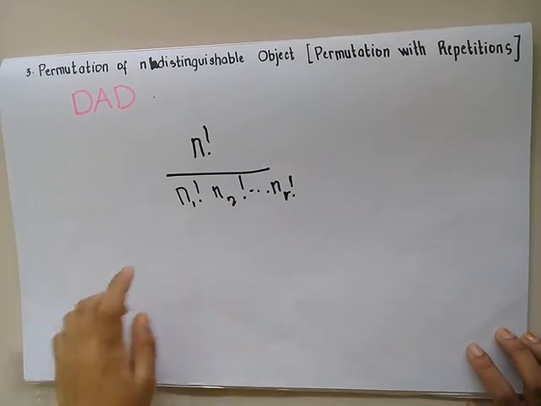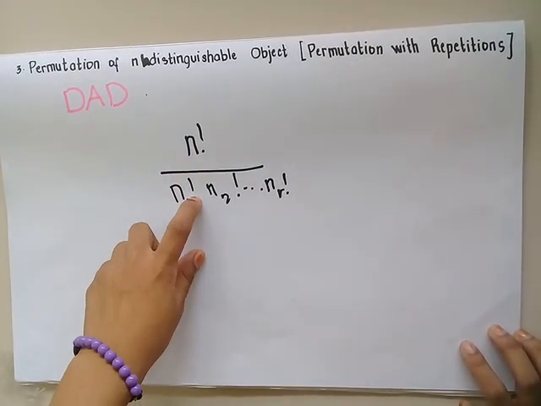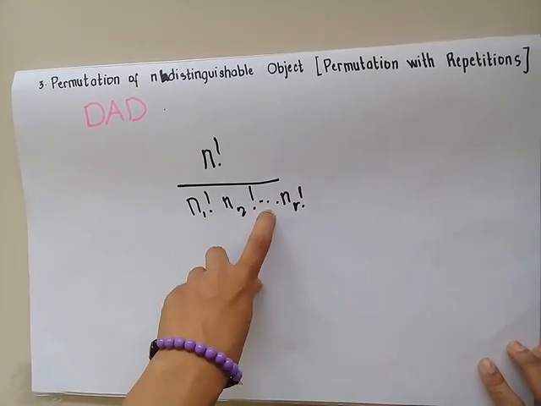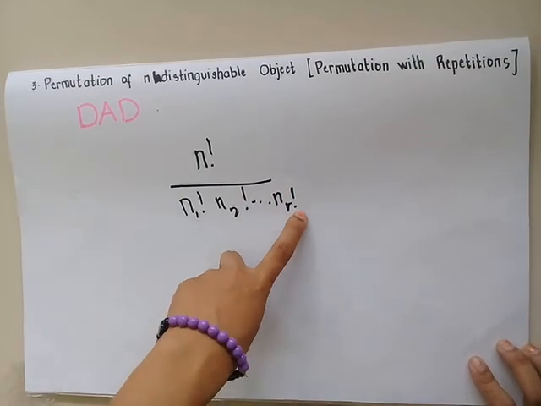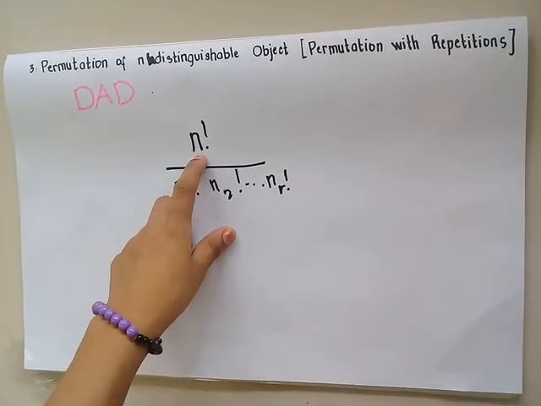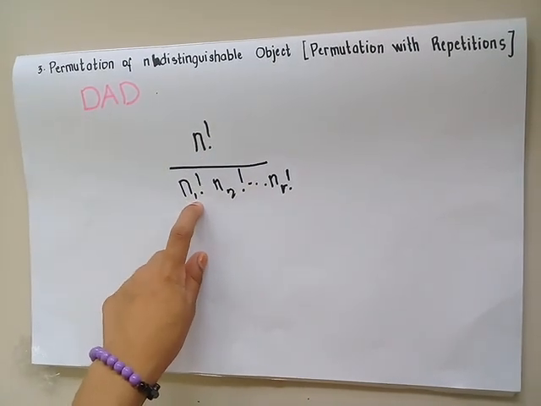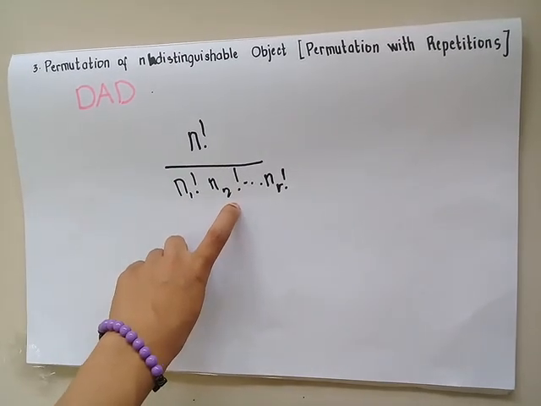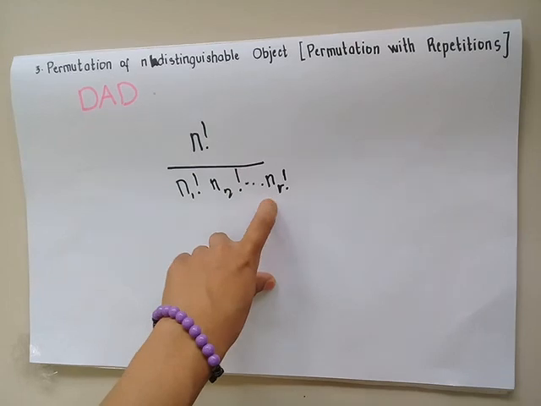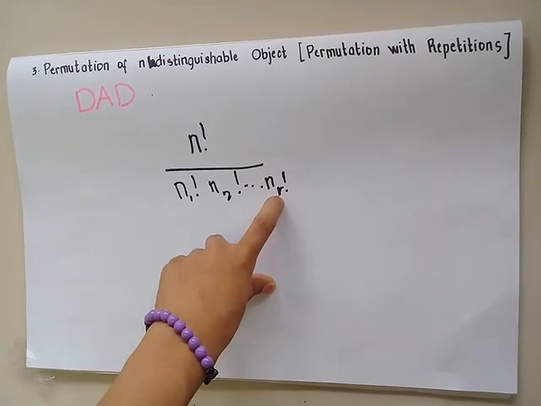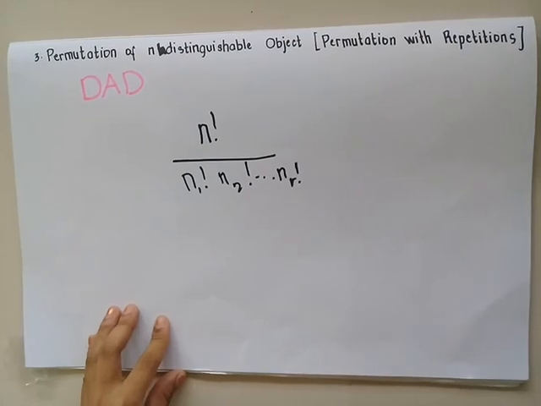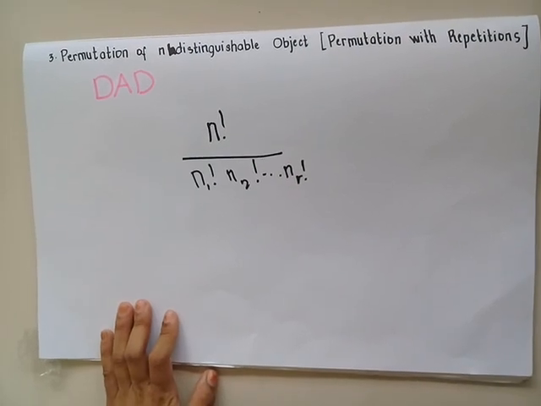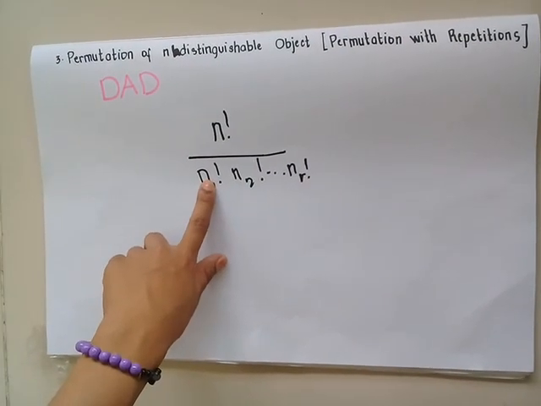And the formula for that is n factorial over n sub 1 factorial times n sub 2 factorial, and so on until n sub r factorial, where n is the total number of objects, n sub 1 is the number of indistinguishable objects of type 1, n sub 2 is the number of indistinguishable objects of type 2, and so on until n sub r is the number of indistinguishable objects of type r. In general, repetitions are taken care of by dividing the permutation by the factorial of the number of objects that are the same or identical.